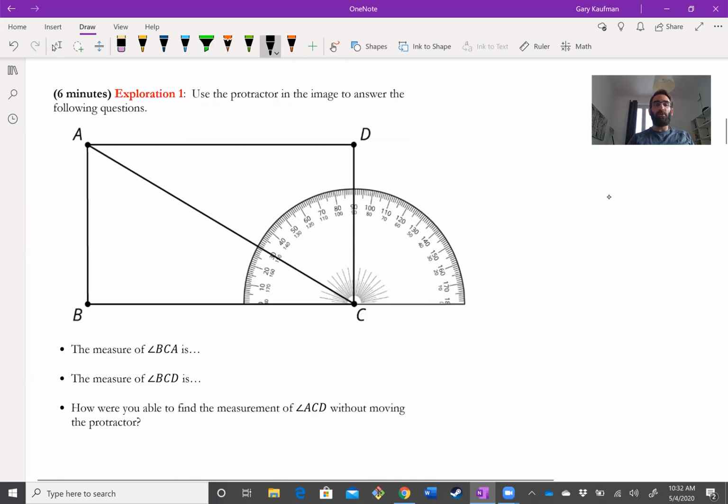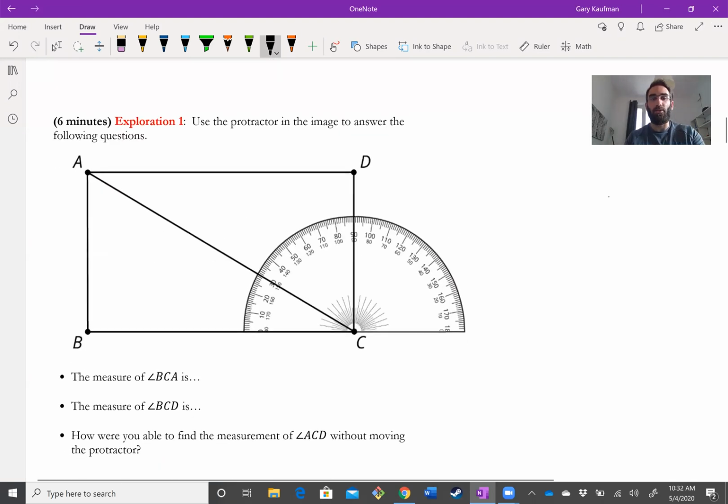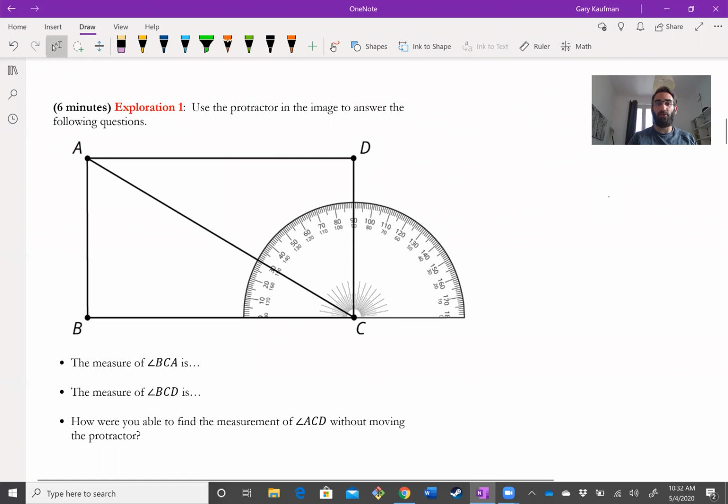Okay, so you're going to be doing an exploration. You have a protractor for you to use here. Answer these 3 questions. Take about 6 minutes.